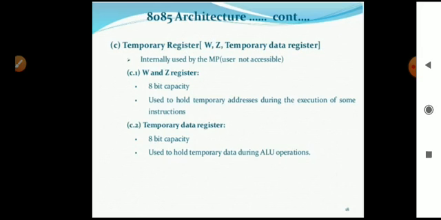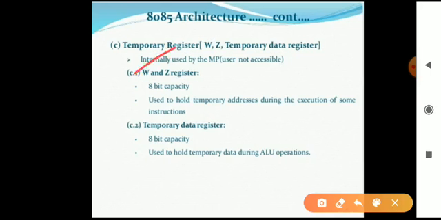Now here you have to understand the difference between the WZ temporary register and the temporary data register. WZ is used to hold the temporary address during the execution of some instructions, and the temporary data register is used to hold the temporary data during the ALU operation.